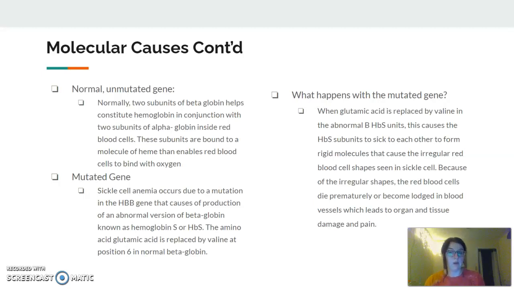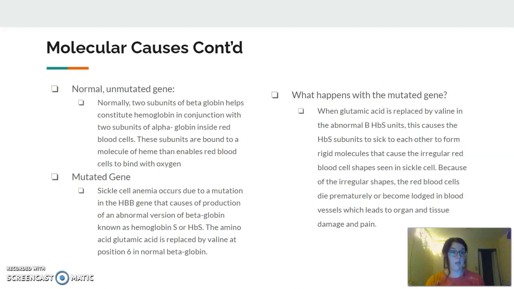In normal unmutated red blood cells, within that beta globin subunit, the amino acid that is normally there is glutamic acid. But when you have the mutated gene, the glutamic acid is replaced with valine at position 6 in a normal beta globin. So this is what causes this change in structure and ultimately the change in function of the sickle cell blood cells.